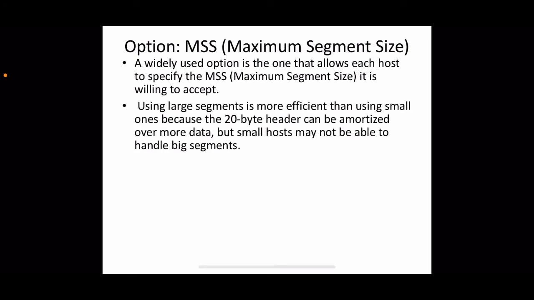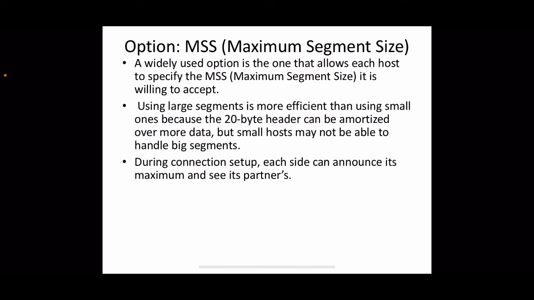Of course large segments are more efficient than small ones, right? Because every segment should contain a header. So maximum possible data should be carried by a particular segment to increase the channel utilization, to reduce the amount of extra information like headers. That is the case. But there can be some hosts which are able to handle only small segments. For example, small hosts with small buffers have a limited capacity to carry segments. So they will specify that this is my capacity, please hand over such segments only. Like that they can specify using this option.